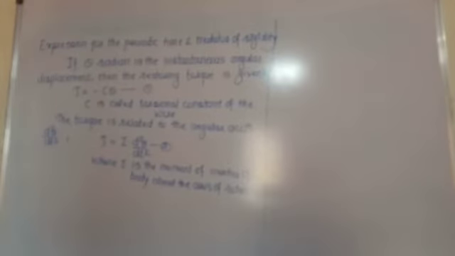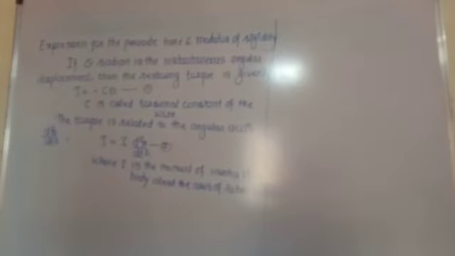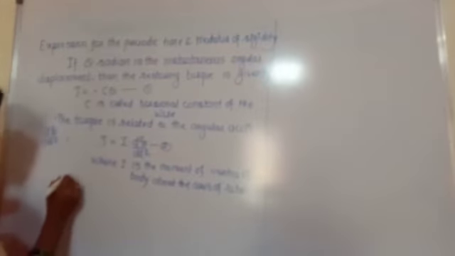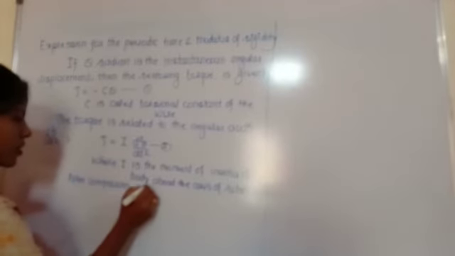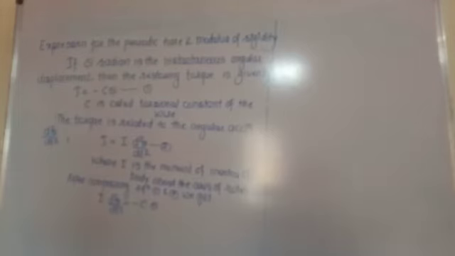After comparison, both have the value of the restoring torque, so the left hand side is the same, and the right hand side is also equal. So after comparing equations 1 and 2, we get I into d square theta by dt square equals minus c into theta.